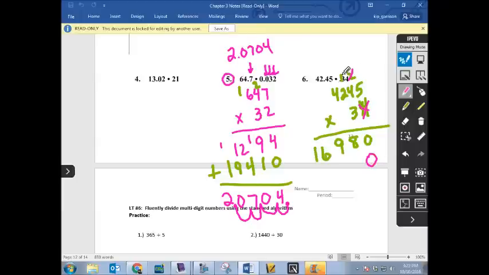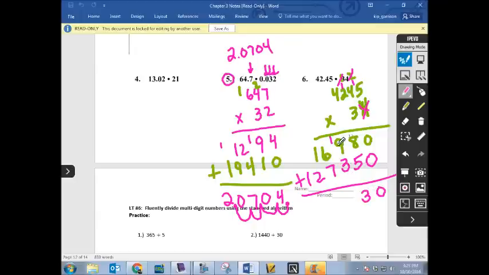Done with that. Get rid of the carries and all that. 3 times 5 is 15. Carry 1. 3 times 4 is 12, plus 1 would be 13. Carry 1. 3 times 2 is 6, plus 1 is 7. 3 times 4 is 12. Now we're ready to add these together.